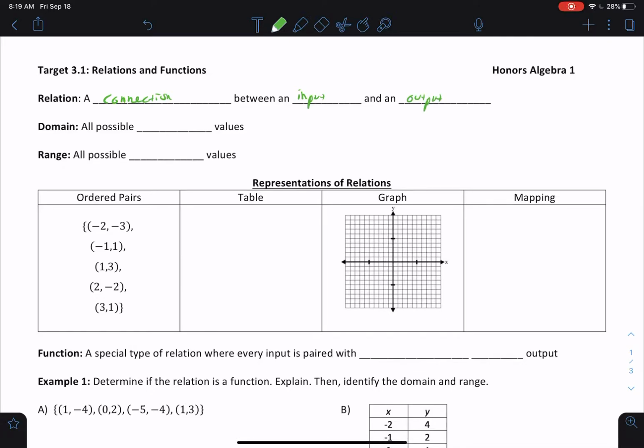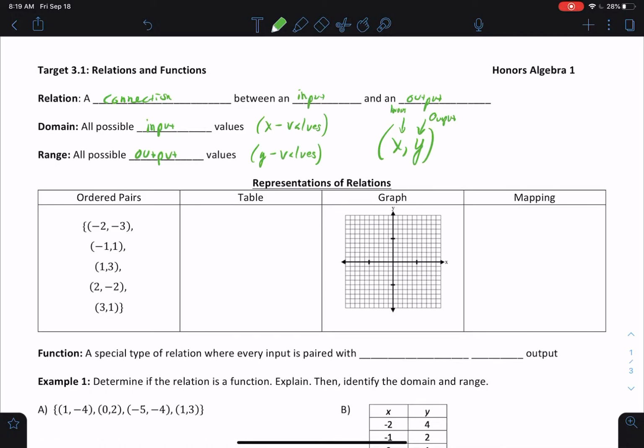Okay? The domain is all possible input values. Okay? And these are going to be our x values. Our range is all possible output values. Output values are going to be our y values. So this is going to be like x comma y. The first coordinate is our input, which is our domain. And then if we plug in x, we get out a y. So that's going to be our output or a member of our range.